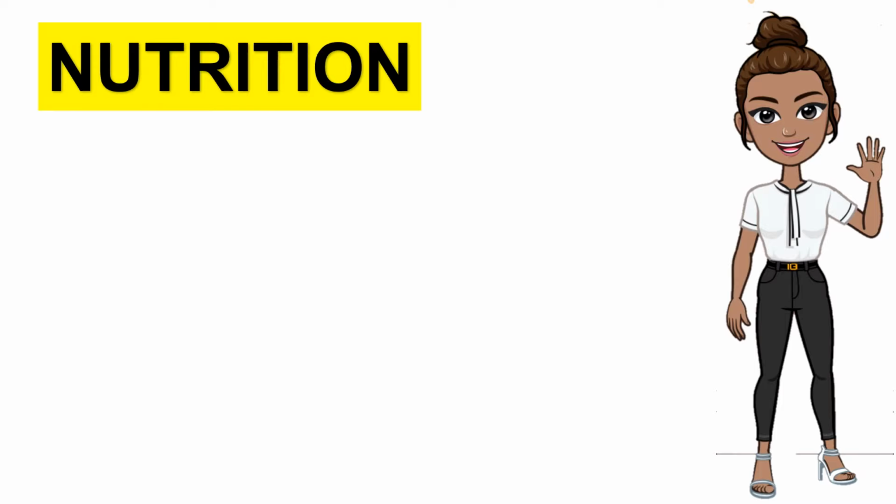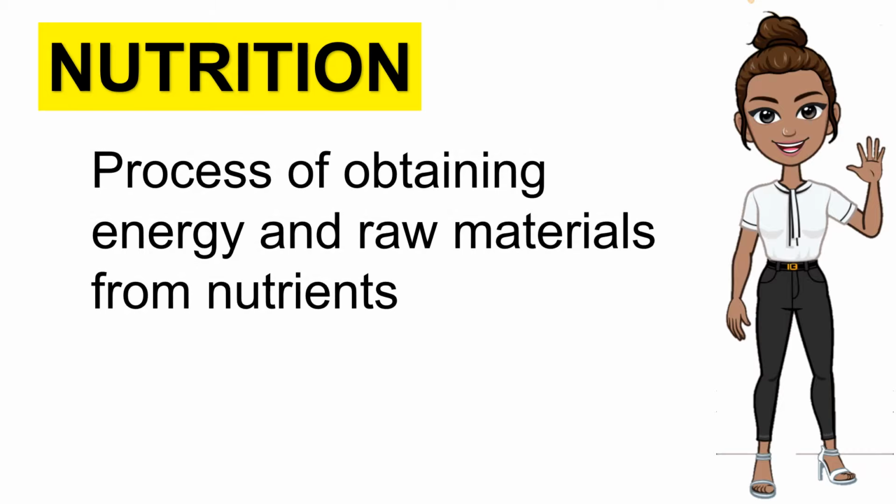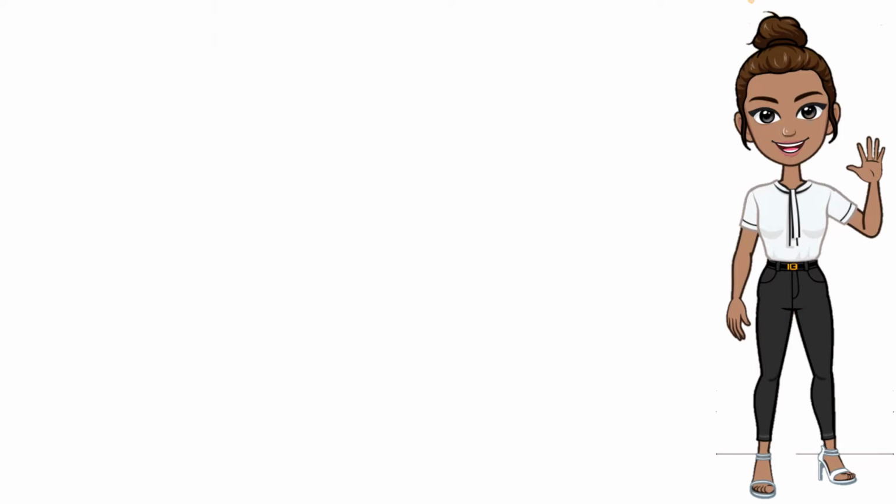Living things take in minerals and food from the environment in order to survive and grow. It is the process of which organisms obtain energy and raw materials from nutrients such as fats, carbohydrates, and proteins.